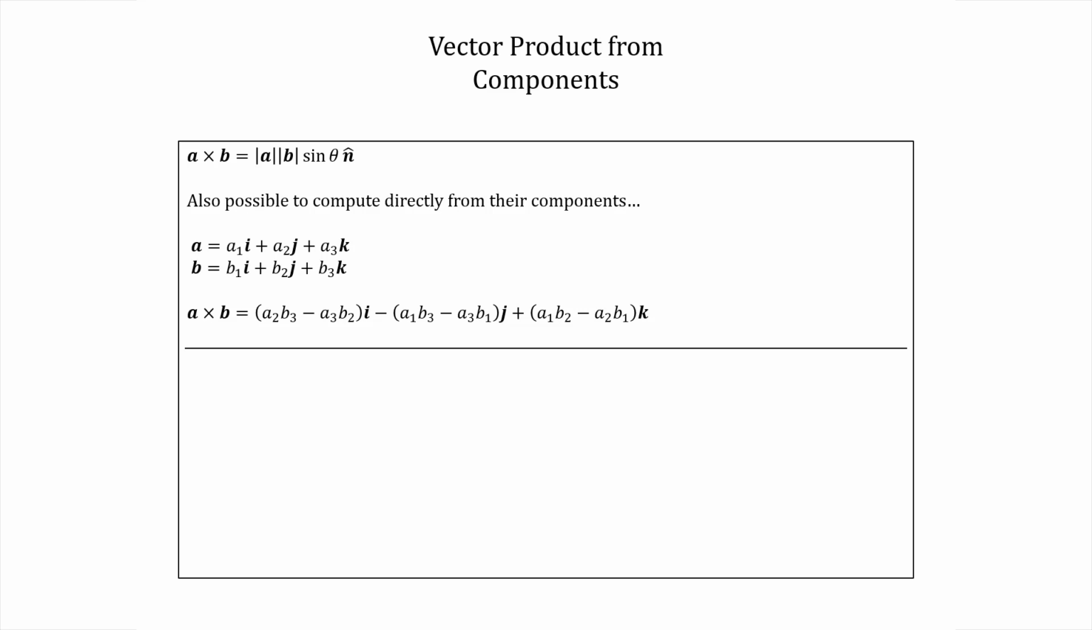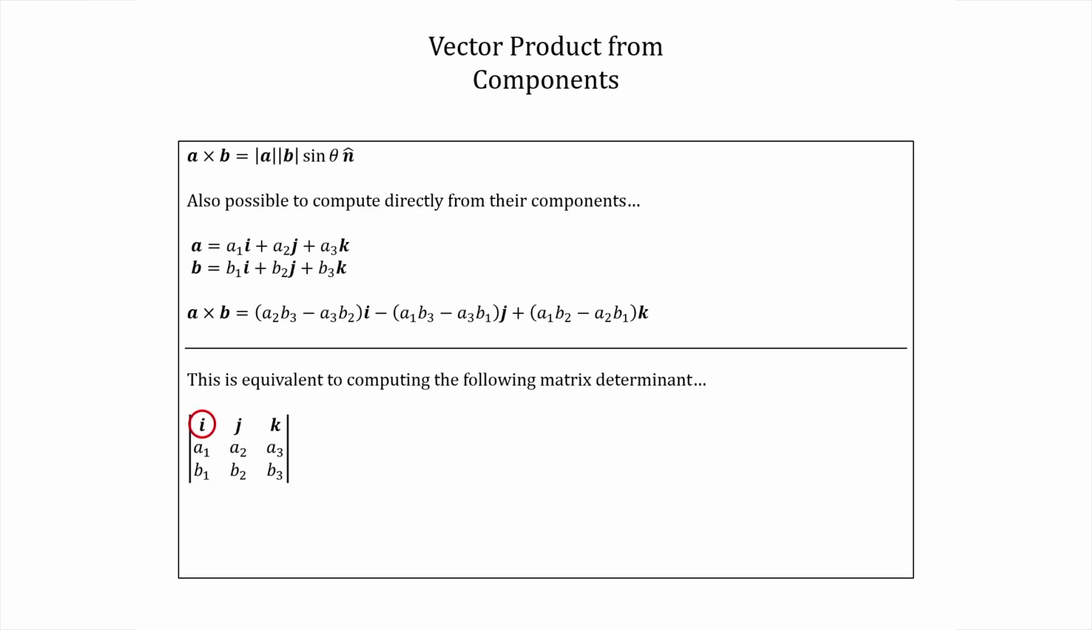Now, the definition looks quite long and difficult to remember, so let's look at a method for remembering it. The formula is in fact equal to the following matrix determinant. So that's the determinant of the 3x3 matrix that has as its first row the vectors i, j and k, its second row the components of A, and its third row the components of B. To prove this is the same thing, let's calculate this determinant.